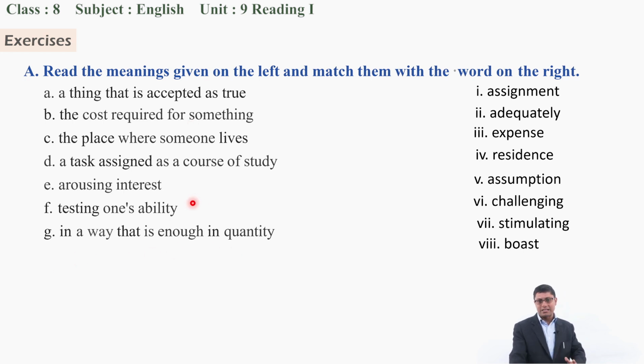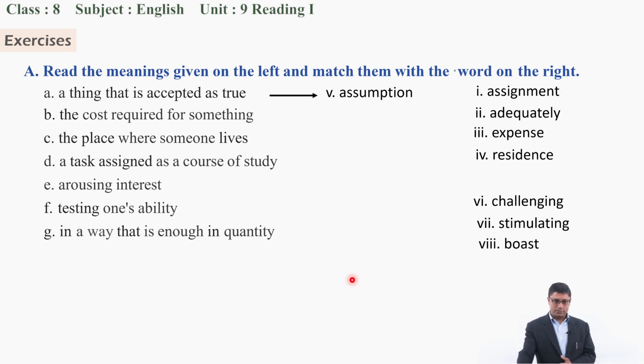These are meanings. And on the other hand, you do have words. Now, you have to find out the word for the meaning. Let's begin with A. A thing that is accepted as true. Can you guess the word? Among these 8 words, you need to choose one. A thing that is accepted as true means assumption. Very good.